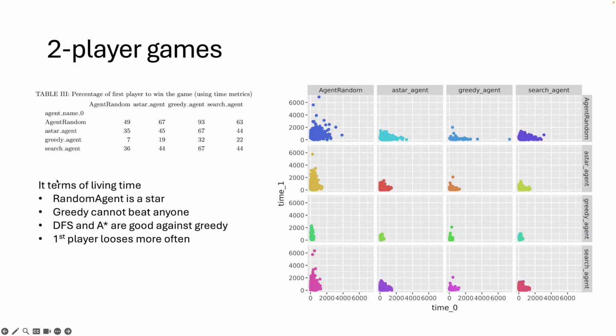Okay, and if we now compare winning probabilities of different agents in a two-player game, we can see the results here. If living time is considered as a metric, you can easily see that the random agent is a star. It wins in almost all the games. A greedy agent cannot beat anyone, and again, search agents are good against greedy, not very good against the random agent. And if you look at the numbers on the diagonal, you can see that the first player loses more often. All the probabilities are below 50%.